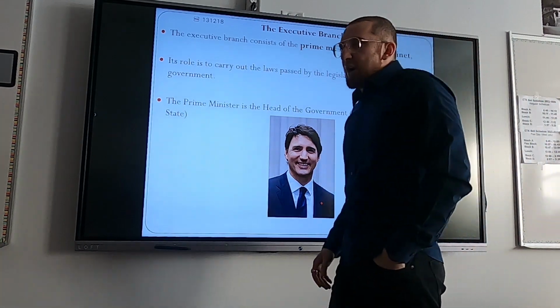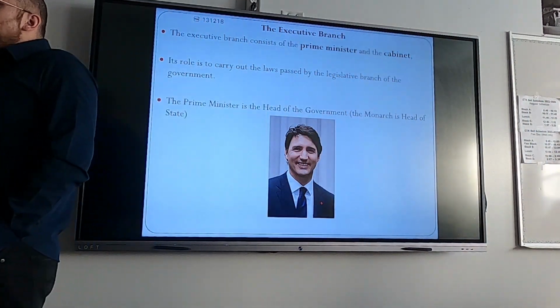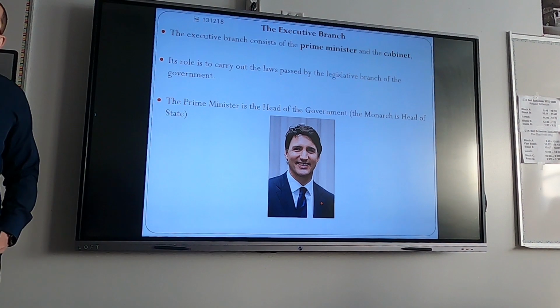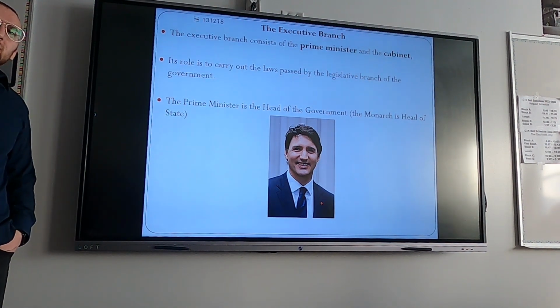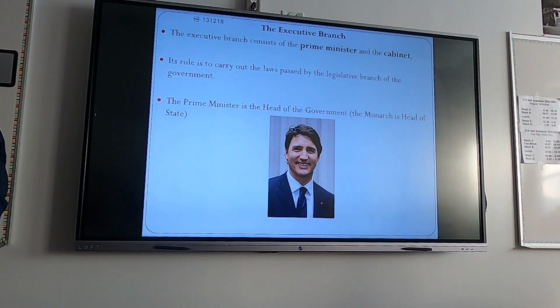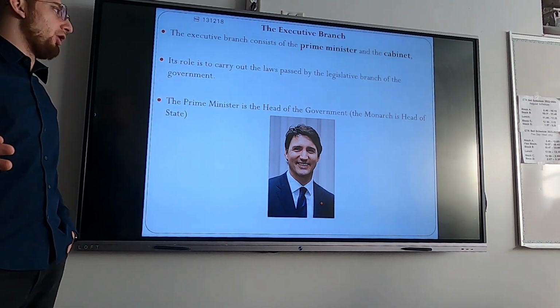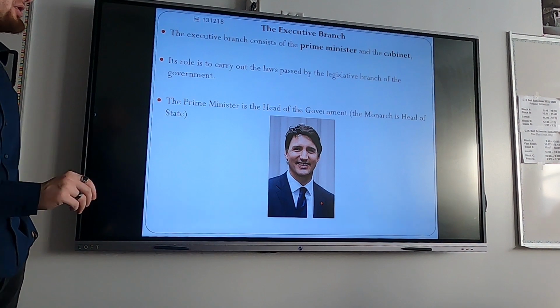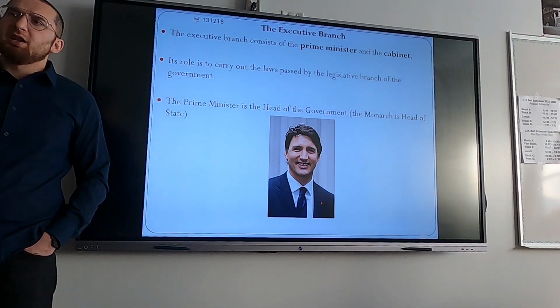First one is the executive branch, and again, keep in mind the example. What does the word execute mean? What does it mean when you execute something or a task? It means you carry it out. So the executive branch of the government carries out all of the laws that are passed by the legislative branch. All of these things are connected.